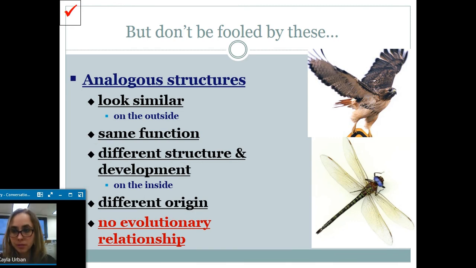A bird's wing has a similar bone structure to our arm, and an insect has a completely different development pattern for its wings. So they have a different origin, and there is no evolutionary relationship with analogous structures. Analogous structures are not evidence of a common ancestor between these two.